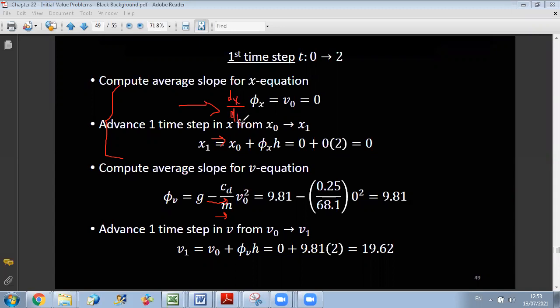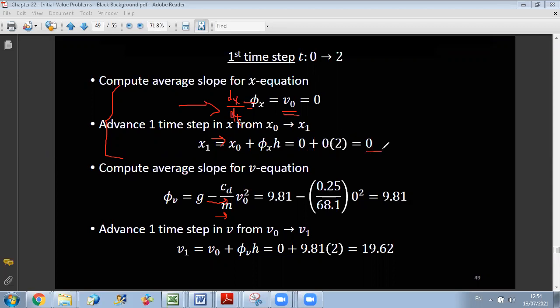I will start with the slope at the first point. I consider that my initial slope between interval 0 and 1 is equal to the velocity at the first point, so v0 equals 0. And now, once I find the value of phi x, I can advance one time step in x to go from x0 to x1. So I say that x1 is equal to x0 plus phi x times h, which is 0 plus 0 times 2, it's 0.